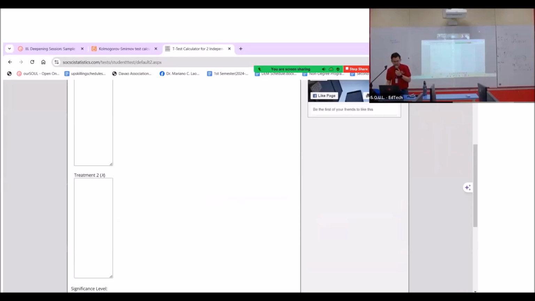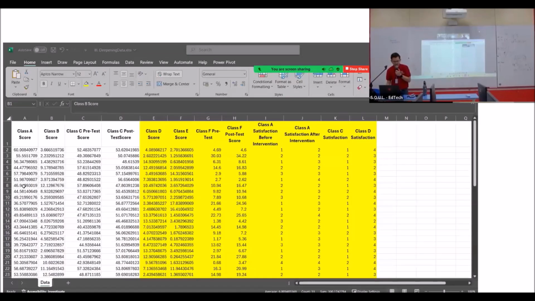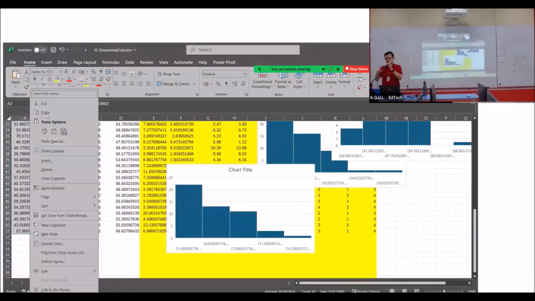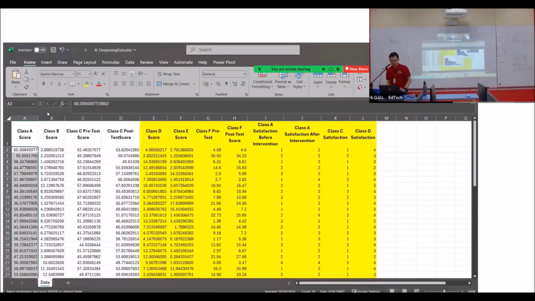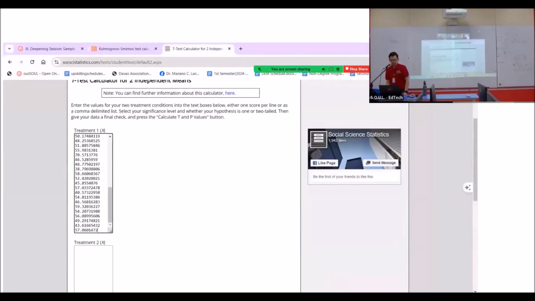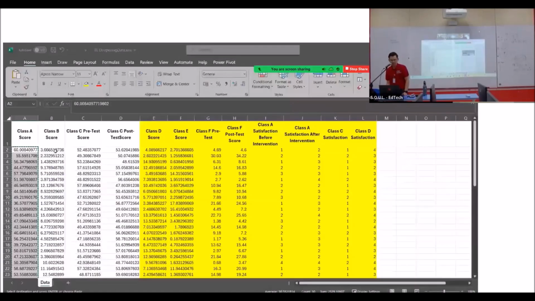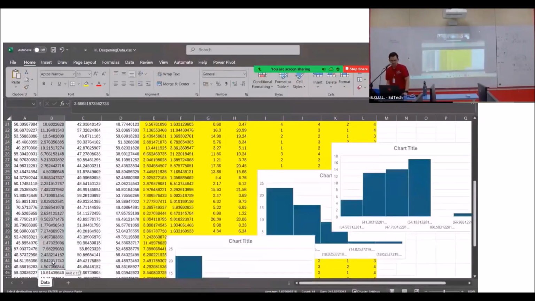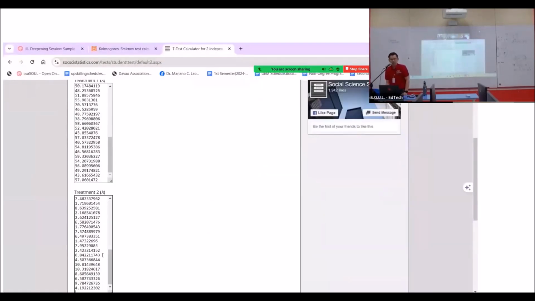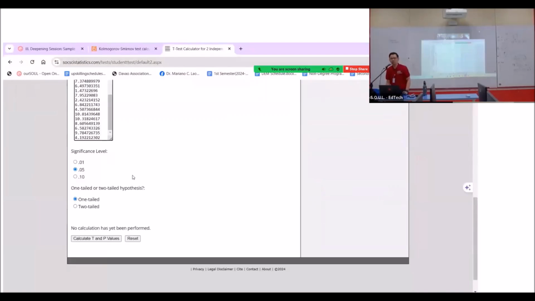So I'll just copy A here. Copy A, right click, and then copy. Then you can paste it at treatment 1. And then copy again your B, and then paste it under treatment 2. Let's use again standard. In the future, let's always use 0.05. And then let's use two tails.